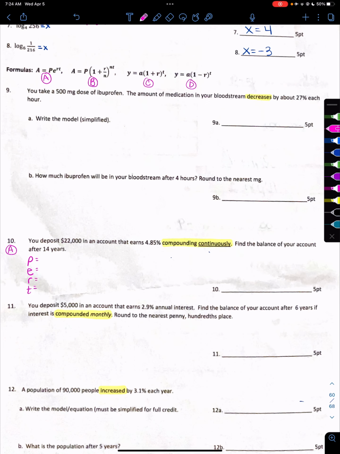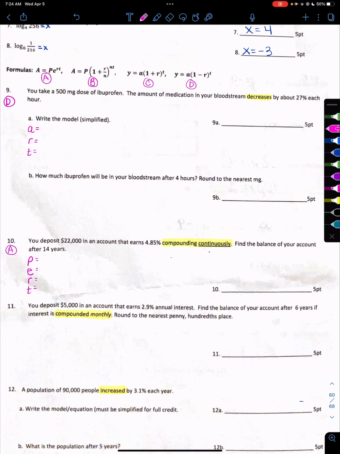All right, so then going back to number 9, it said that it decreases. Well, out of these 4 formulas, only one of them shows a decrease, and that would be D. So I'm going to go ahead and note that I'm going to be using D for that one. So for this one, I need to know the A value, I need to know the R value, and I need to know the T value.